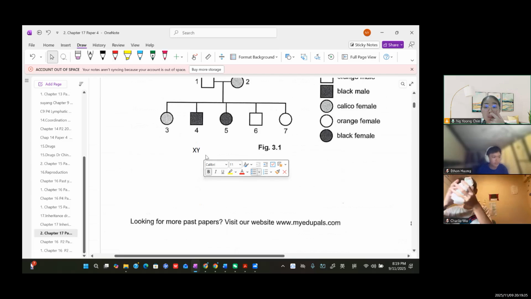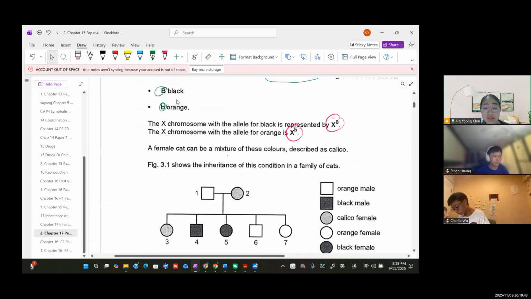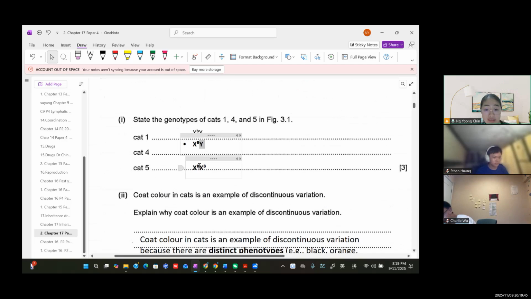Then how about pet number 5? Pet number 5 is the female. So that's why the female will have a B, okay? They will have this B on the X like this. So you should draw like this, okay? Both of the X chromosomes will have the B, the genotype B.